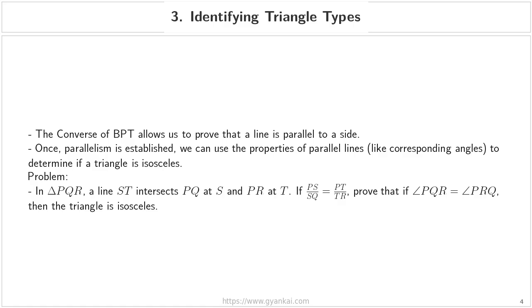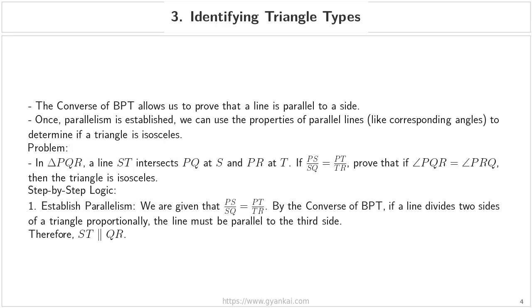We have a triangle PQR. A line, ST, intersects the side PQ at point S and the side PR at point T. We are given a specific condition. The ratio of PS to SQ is equal to the ratio of PT to TR. Our goal is to prove that if angle PQR is equal to angle PRQ, then the entire triangle PQR is an isosceles triangle. Let's break this down using step-by-step logic.